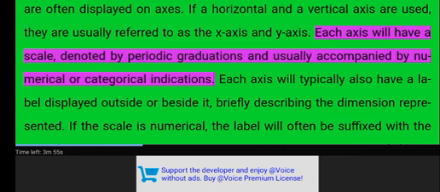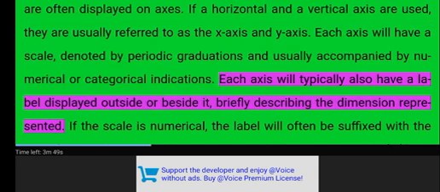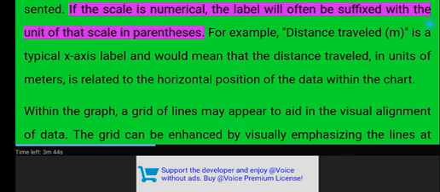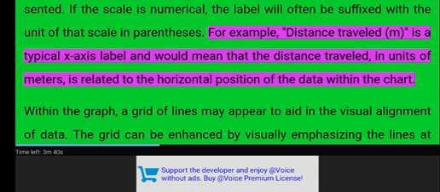Each axis will have a scale, denoted by periodic graduations and usually accompanied by numerical or categorical indications. Each axis will typically also have a label displayed outside or beside it, briefly describing the dimension represented. If the scale is numerical, the label will often be suffixed with the unit of that scale in parentheses. For example, "distance traveled (m)" is a typical x-axis label and would mean that the distance traveled, in units of meters, is related to the horizontal position of the data within the chart.